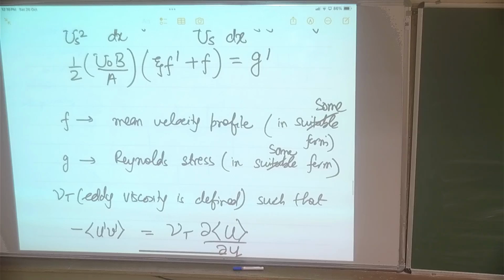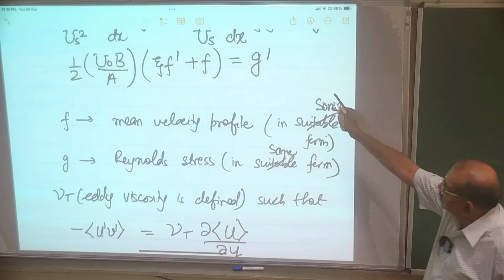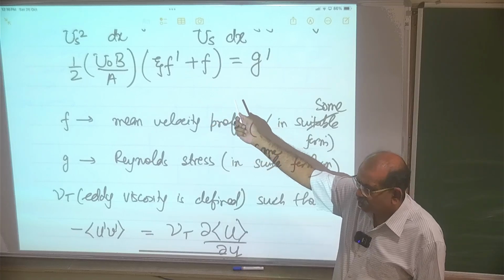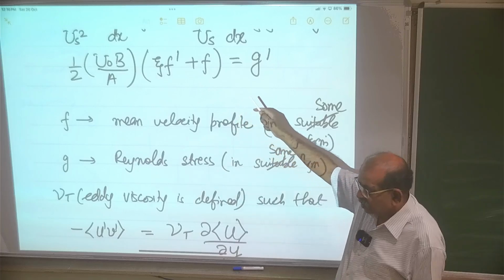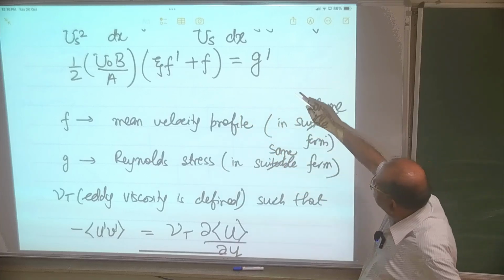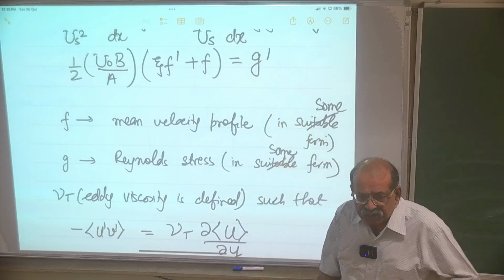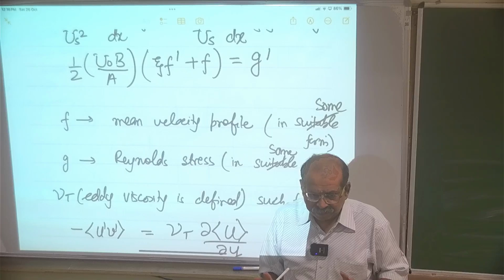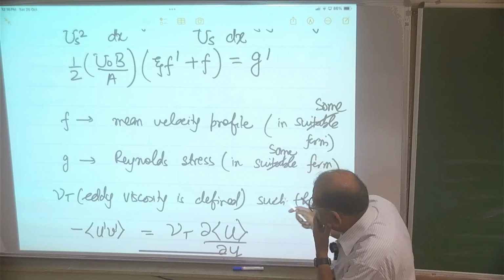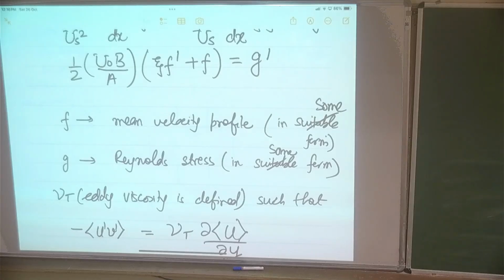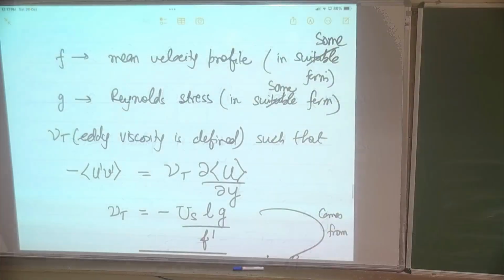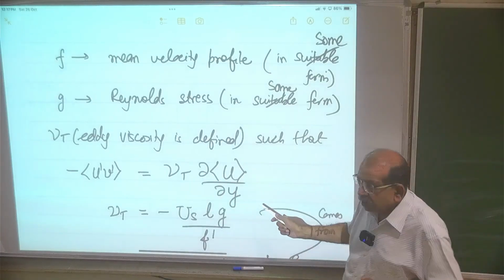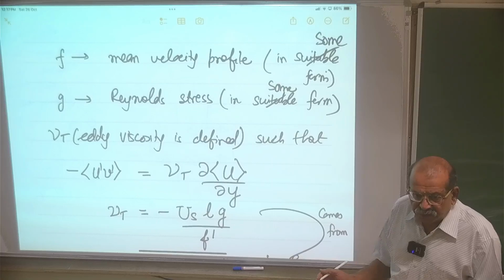and then we used one more argument to convert g as a function of f. We use the concept of eddy viscosity. Okay, so I'll come to that, but so this g is basically d by dy of u prime v prime. Now if I use eddy viscosity, then what I get is minus u prime v prime is equal to nu t du by dy. That's the definition of eddy viscosity.